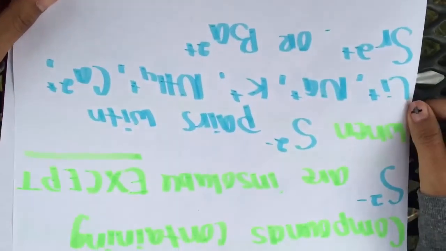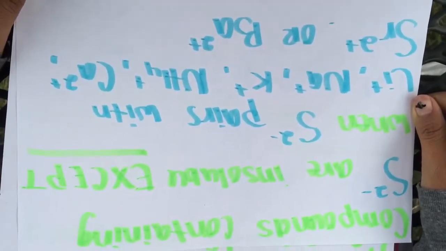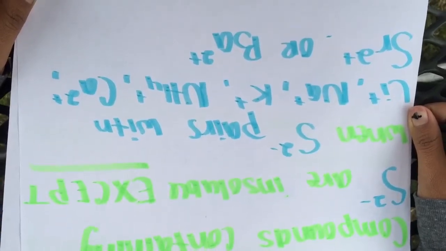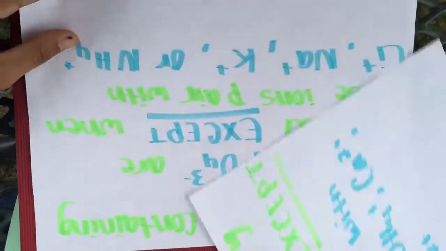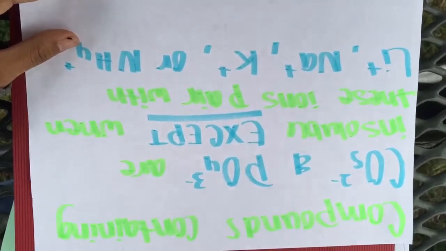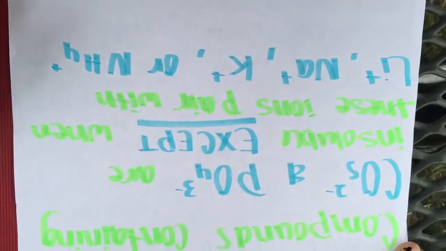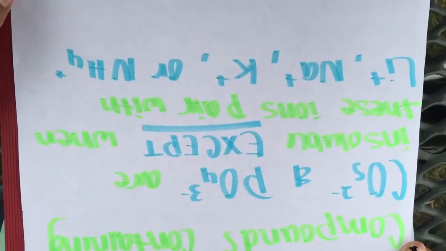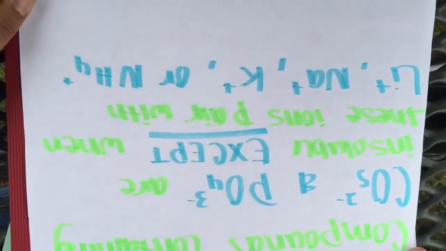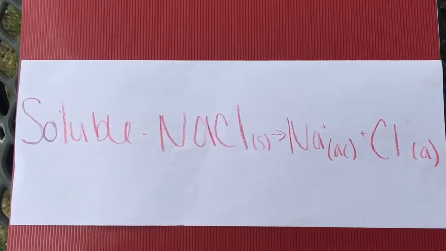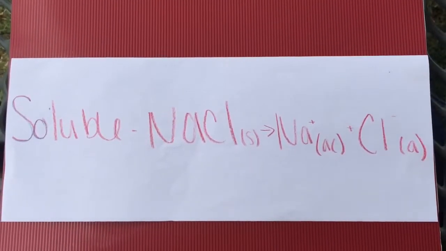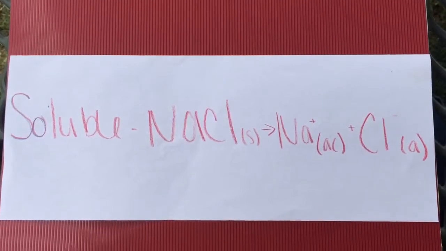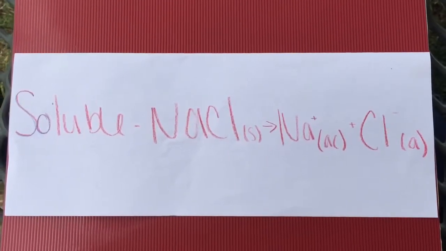Compounds containing sulfide are insoluble except when sulfide pairs with lithium, sodium, potassium, ammonium, calcium, strontium, or barium. Compounds containing CO32- and PO43- are insoluble except when these ions pair with lithium, sodium, potassium, or ammonium. Even those classified as insoluble still dissolve to a certain extent. Some of these rules have exceptions and others don't, so you have to be careful with that.